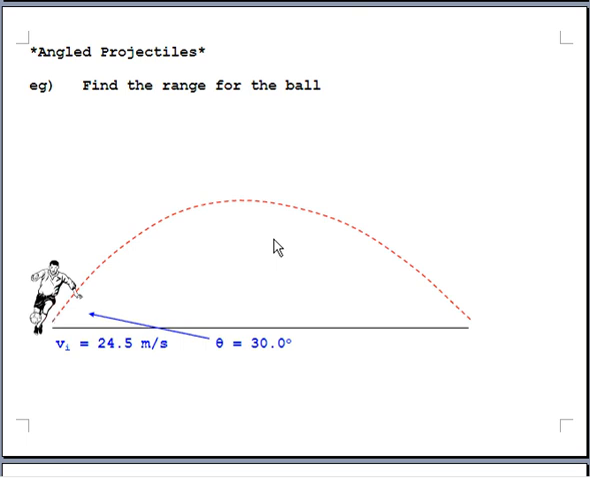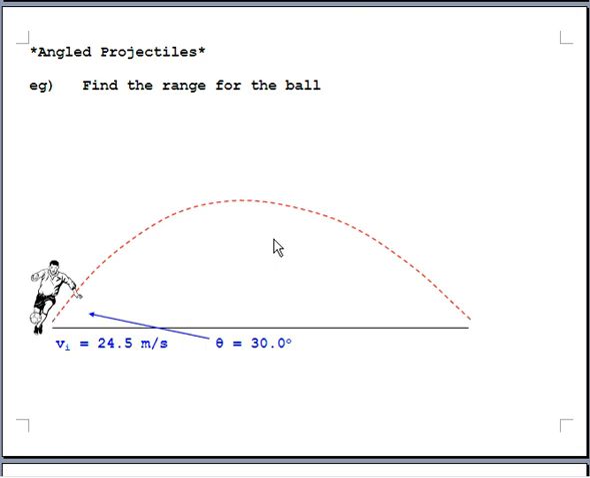Hey folks, we are going to continue with projectiles today. This is actually our last lesson of the chapter. We've made it to the end of chapter 4, which is kind of cool. What we're going to do with the projectiles today is look at projectiles that are maybe more common. We're going to call this angled projectiles.